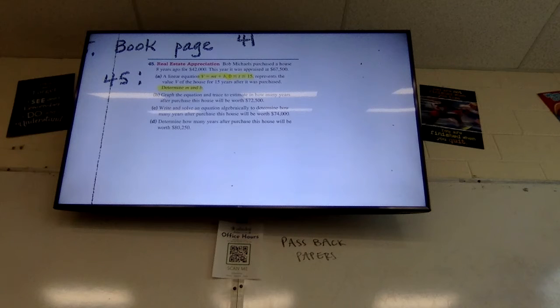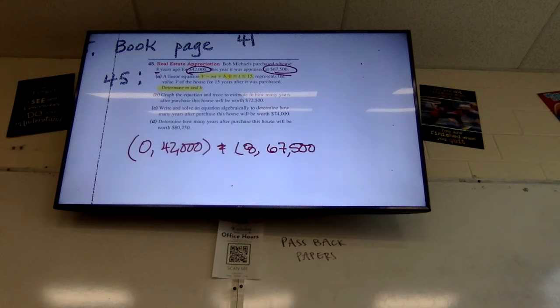Can we write that we purchased the home 8 years ago for $42,000 as an ordered pair? I'm going to argue that I want you to write it as (0, 42,000). I want 0 to be the first year that you bought this house. 8 is going to be 8 years later, the house is now worth this much. So my other point is going to be (8, 67,500).